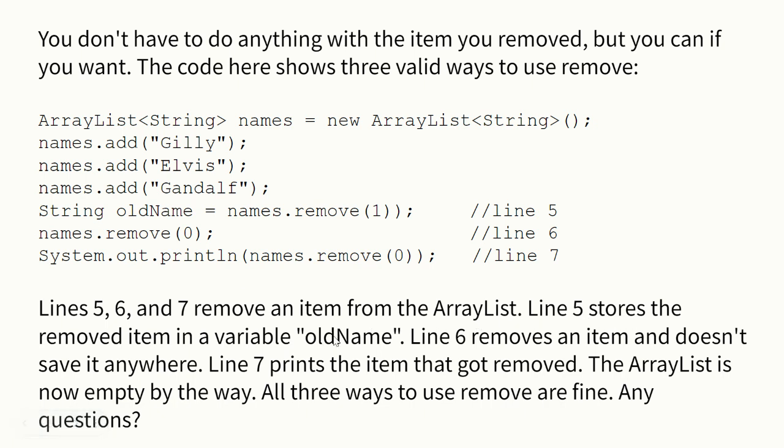So line 5 stores the thing I removed in old name. Line 6 removes it, doesn't save it anywhere. Line 7 prints the thing that got removed. All 3 ways are fine. Any questions?